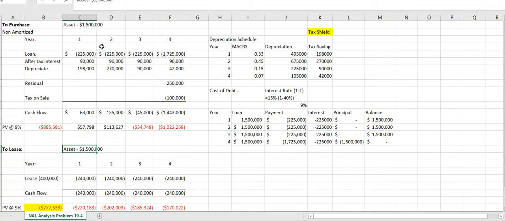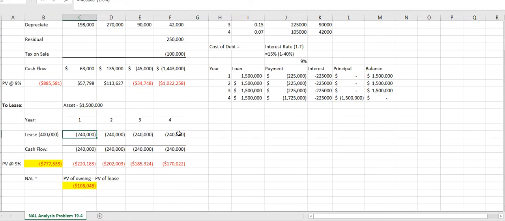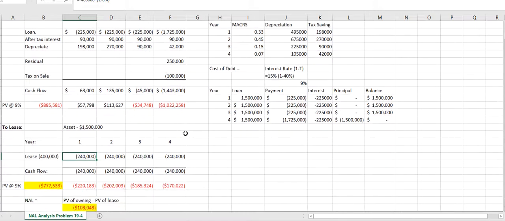Naturally, when you purchase an asset, you have to fund it, borrow the money. You can get a depreciation off that asset. Here's a modified accelerated cost recovery depreciation schedule for this 4-year asset. You also have salvage or residual value of that asset. You also have interest on the debt that you can deduct. A lot of different alternatives when you purchase an asset. When you lease an asset, all you have is the lease. No depreciation, and fortunately no loan, no residual or scrap value. You just have the lease. Notice in this case, it's $108,000 cheaper to lease this asset.